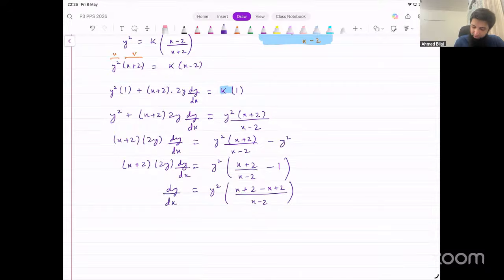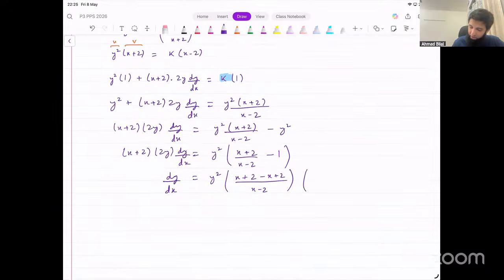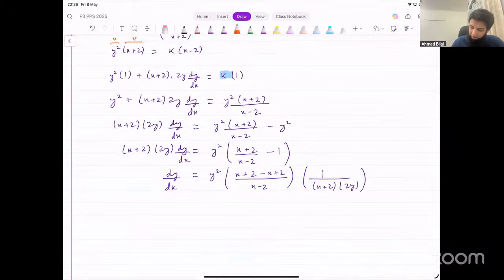Divide this on the other side, and you'll have 1 over 2y from this side, and also x plus 2. Now you simplify everything, and that will give you the result. y squared gets cancelled with this y. In the numerator, x and minus x get cancelled. At this point, we're getting 4y divided by x minus 2 into x plus 2, and there's a 2 outside as well. Now, 2 and 4 get cancelled to give you 2.